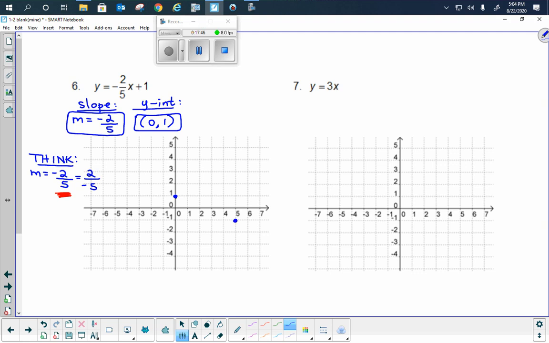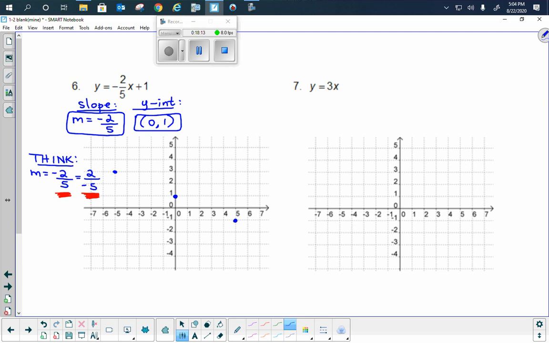And see, now if I go down 2 and right 5, I'd be off the graph. So that's why I'm now going to come back and think of the slope as this way, right, for rise over run. I'm going back to my middle dot, the y-intercept, the 0, 1, and I'm now going to say I will rise 2, up 2, and go left 5, which will put me right there.